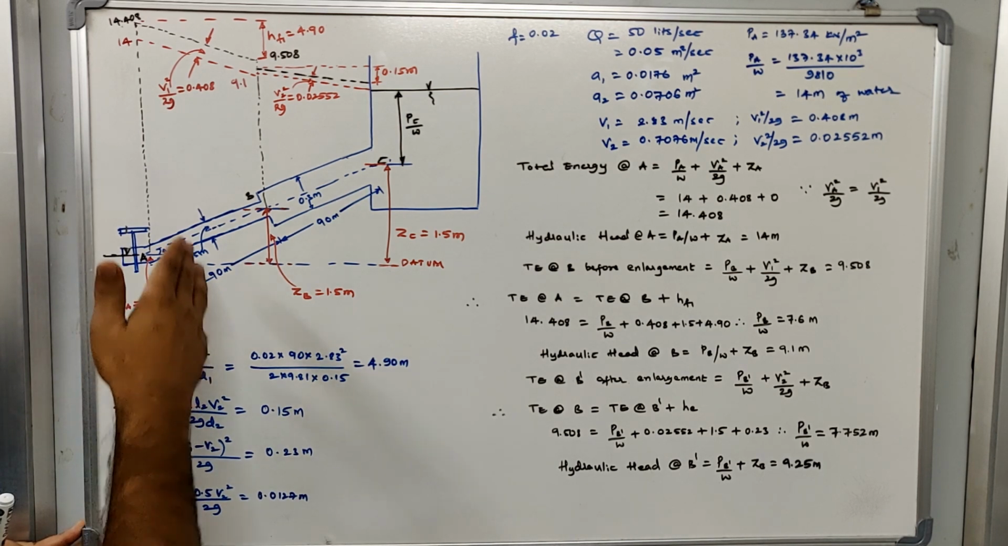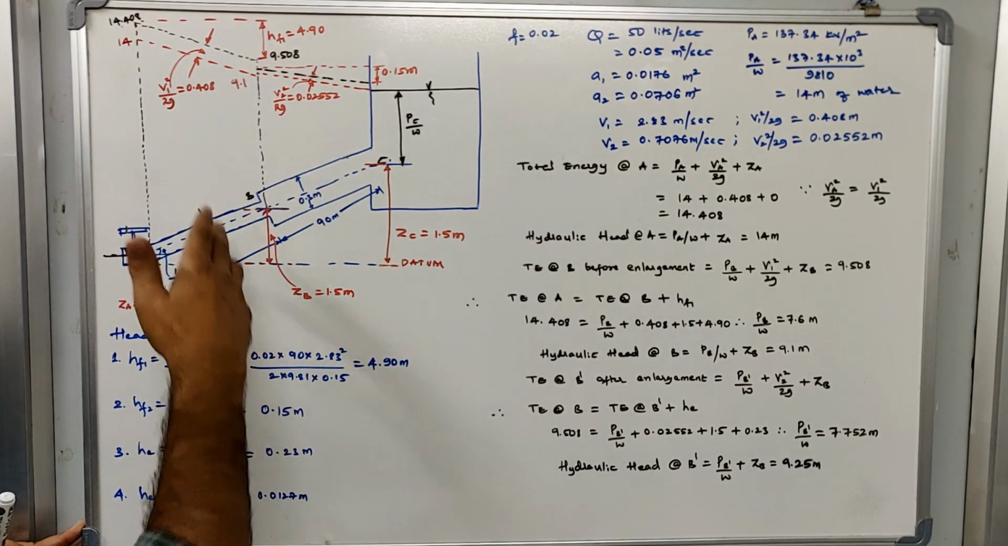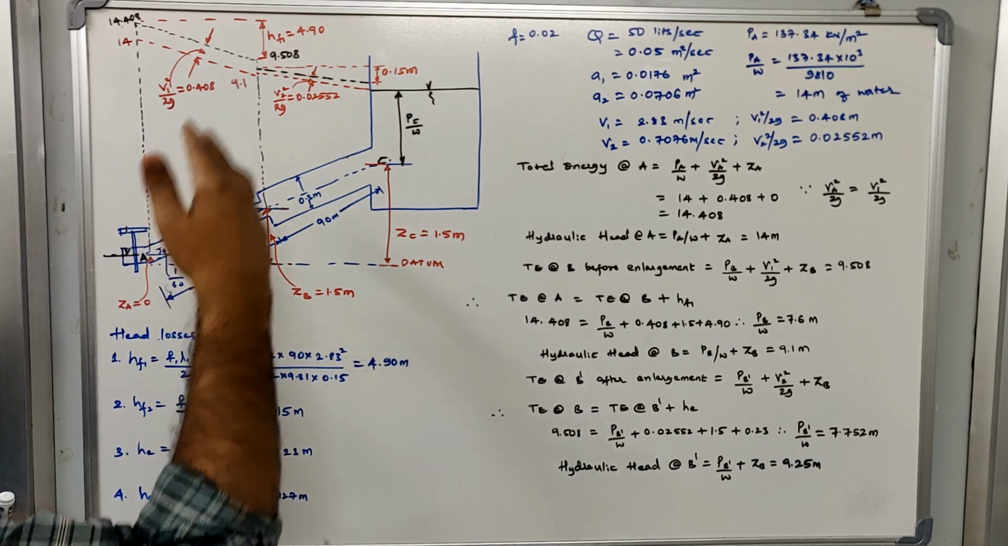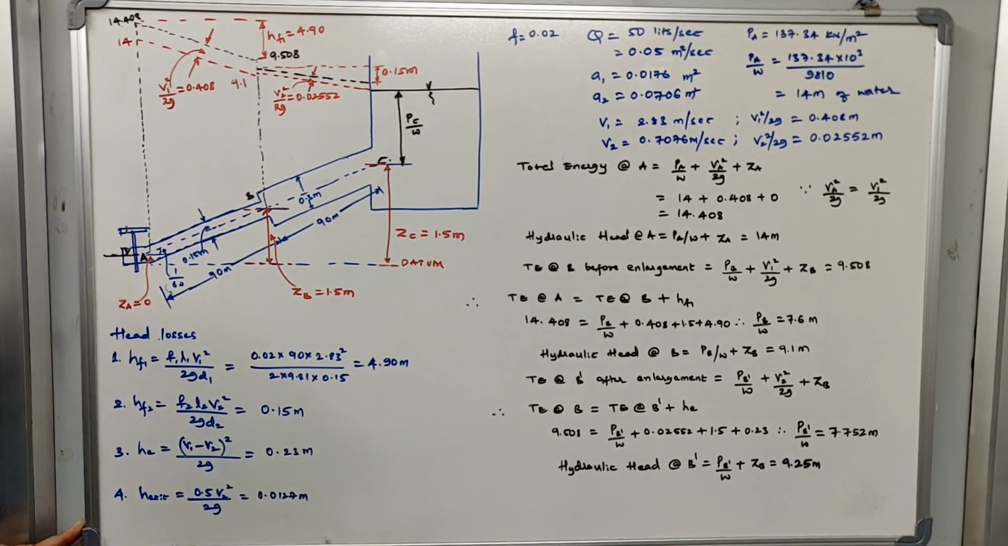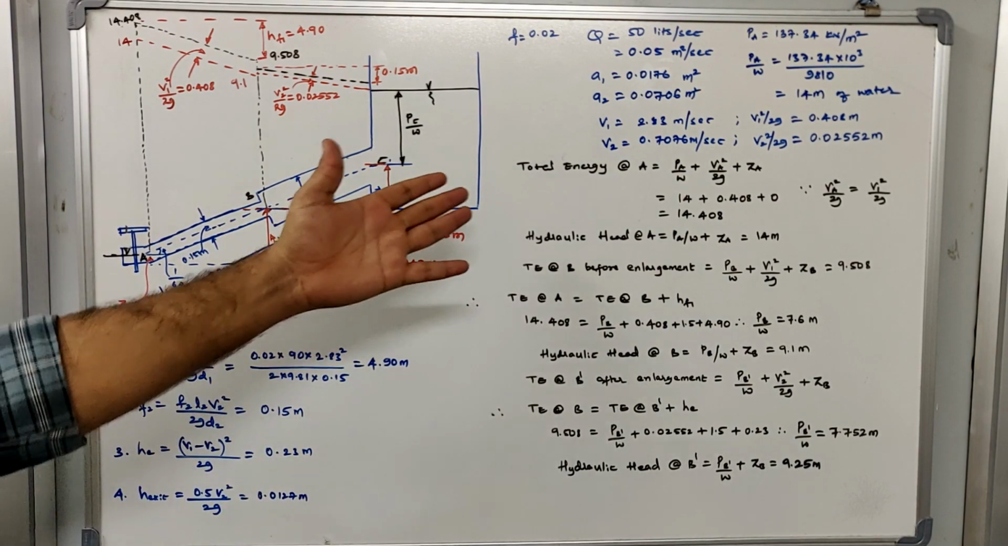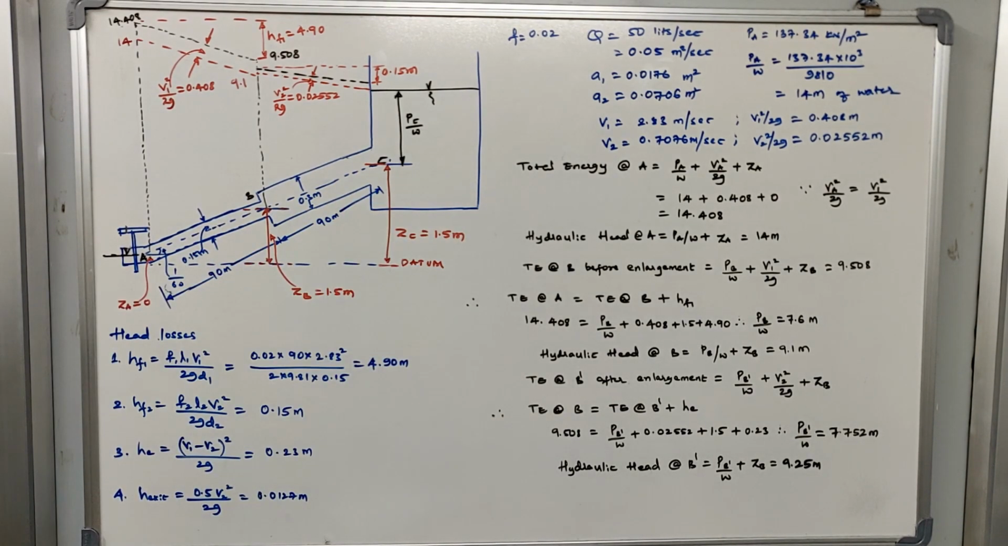So we have calculated how much is the head loss due to friction in both the pipes. We have calculated how much is the head loss due to enlargement. We have also calculated how much is the head loss due to exit. So after calculating all the head losses, the next step would be to determine the total energies.